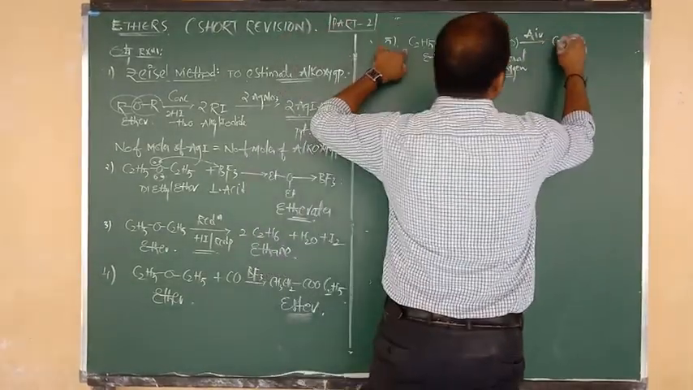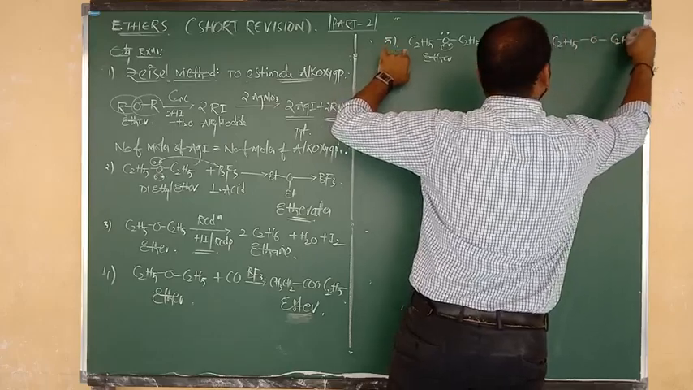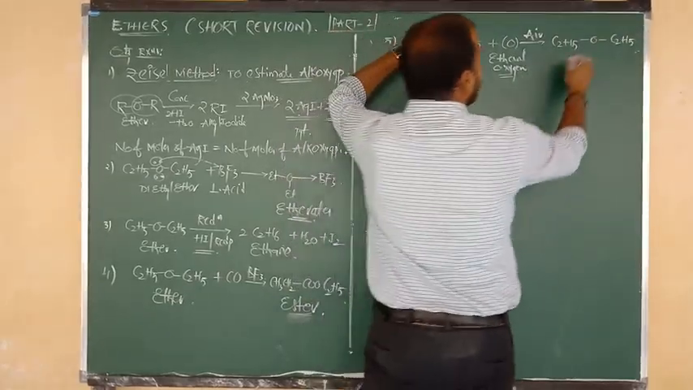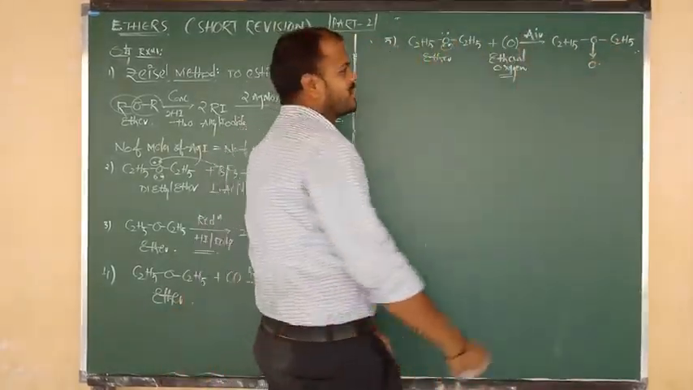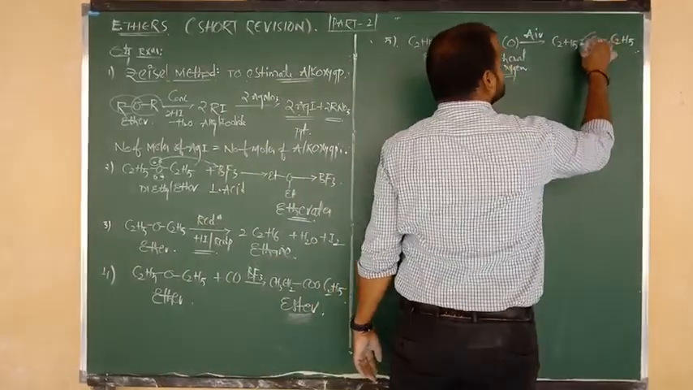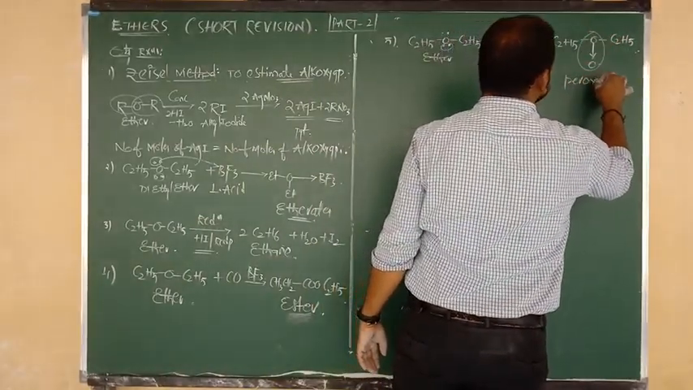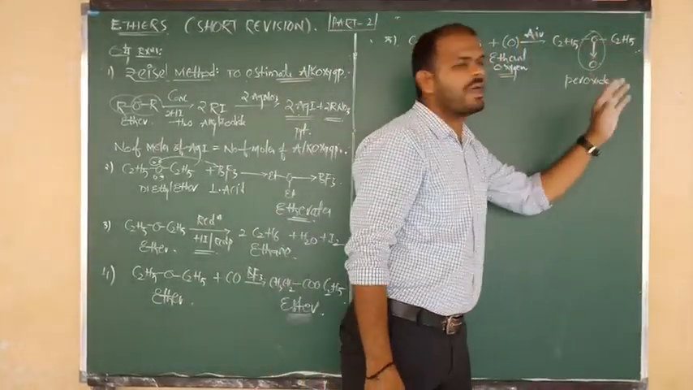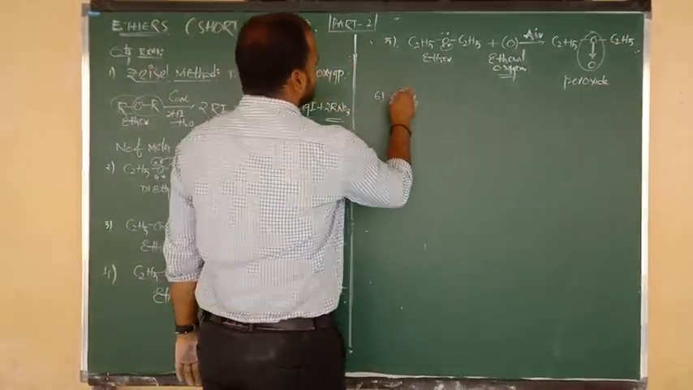Okay. What can we write as the product now? C2H5 bonded to O. O bonded to C2H5. Central oxygen contains 2 lone pairs. One of the lone pairs is donated to the ethereal oxygen. So this form is known as, what do we say, beta? Peroxide. So the exact name is nothing but diethyl peroxide.